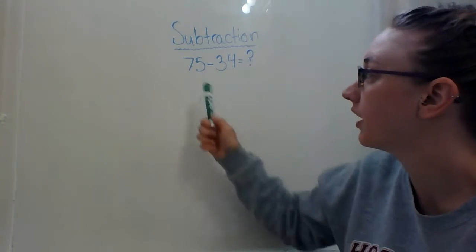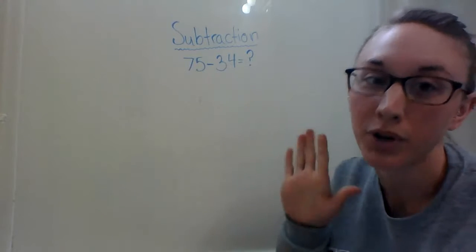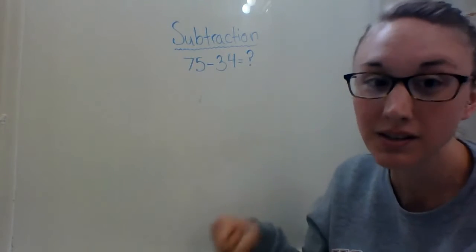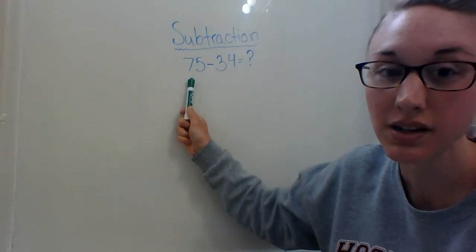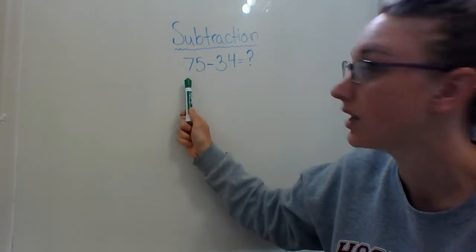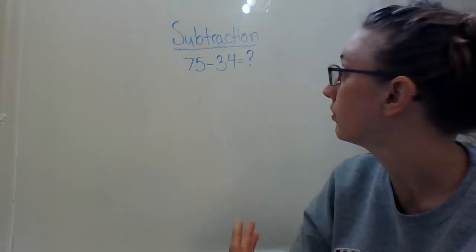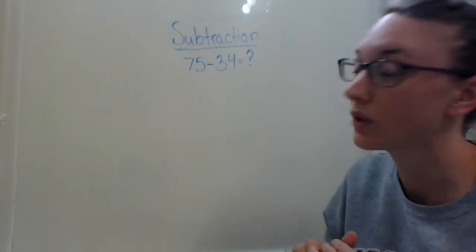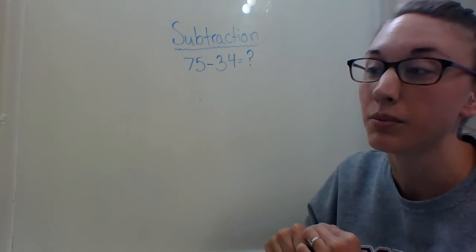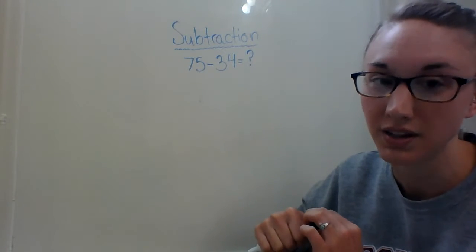I started with a subtraction problem, 75 minus 34. Remember, in a subtraction problem, the biggest number always comes first. 75 is bigger than 34, so it's first. In subtraction, you can use some of the same strategies that you used for addition, but they look a little bit different, okay?